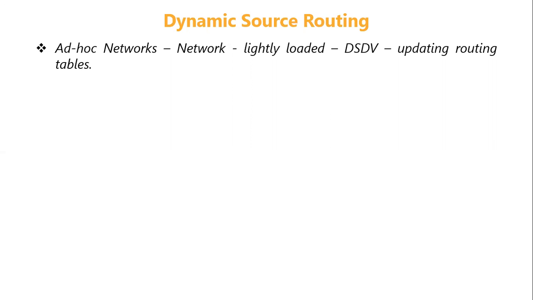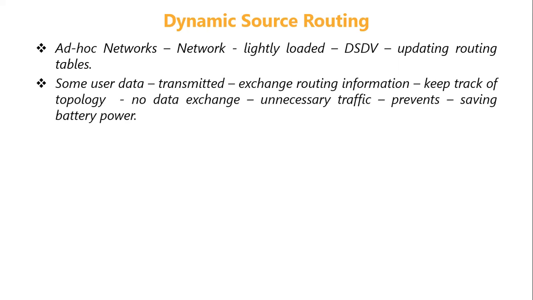Because of that, there will always be some transmission of information happening. Even though there is no data or very little data to be transmitted, the network is always busy updating the routing tables, and hence the mobile nodes may not be able to save their battery power.